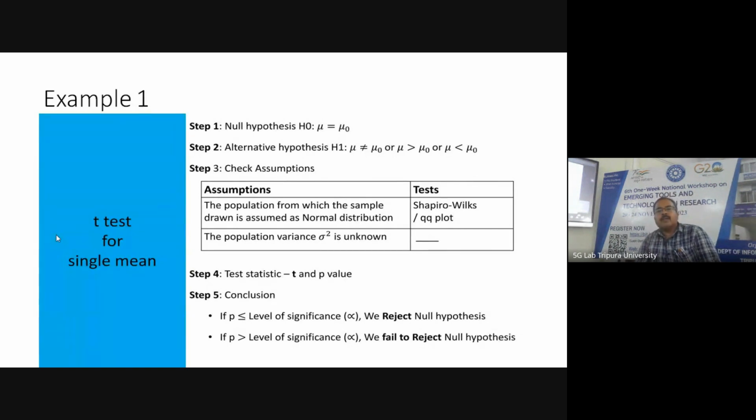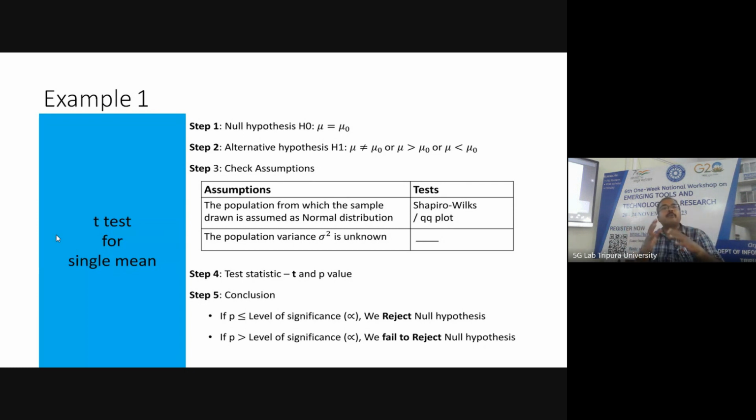Okay, now the third step is checking assumptions. What is the assumption? The population from which the sample is drawn is assumed to be a normal distribution. For that, there is a test, the Shapiro-Wilk or QQ plot test. And we know the population variance sigma square is unknown. Generally, in most cases, the population variances are unknown. You can't have that much data at a national level or a state level.